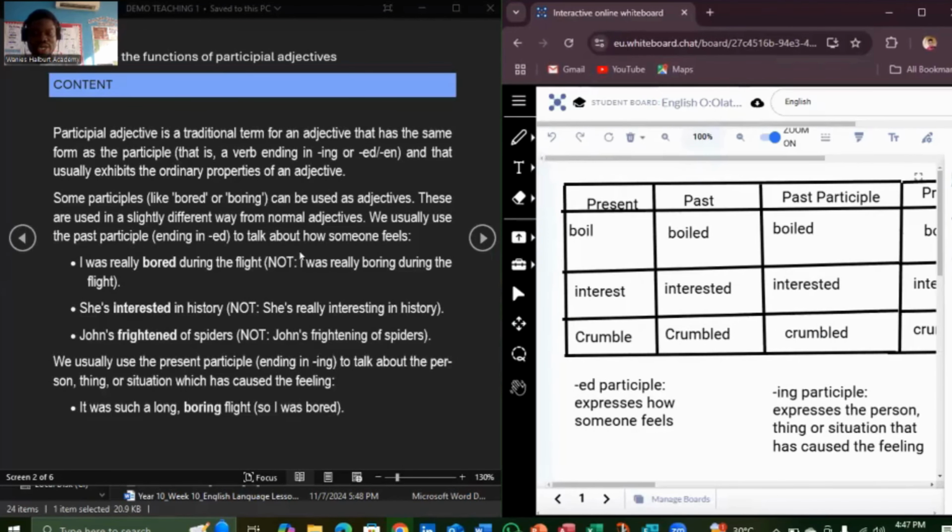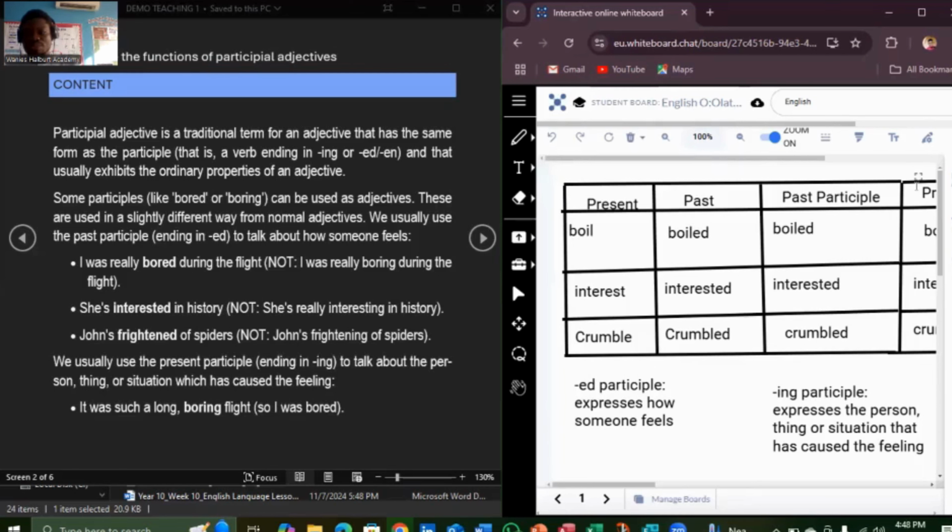Now, there are two functions that participial adjectives play. One, they express how someone feels. We use participial adjectives to express how someone feels. And we use the past participle, or the past participial adjective, to express how someone feels.